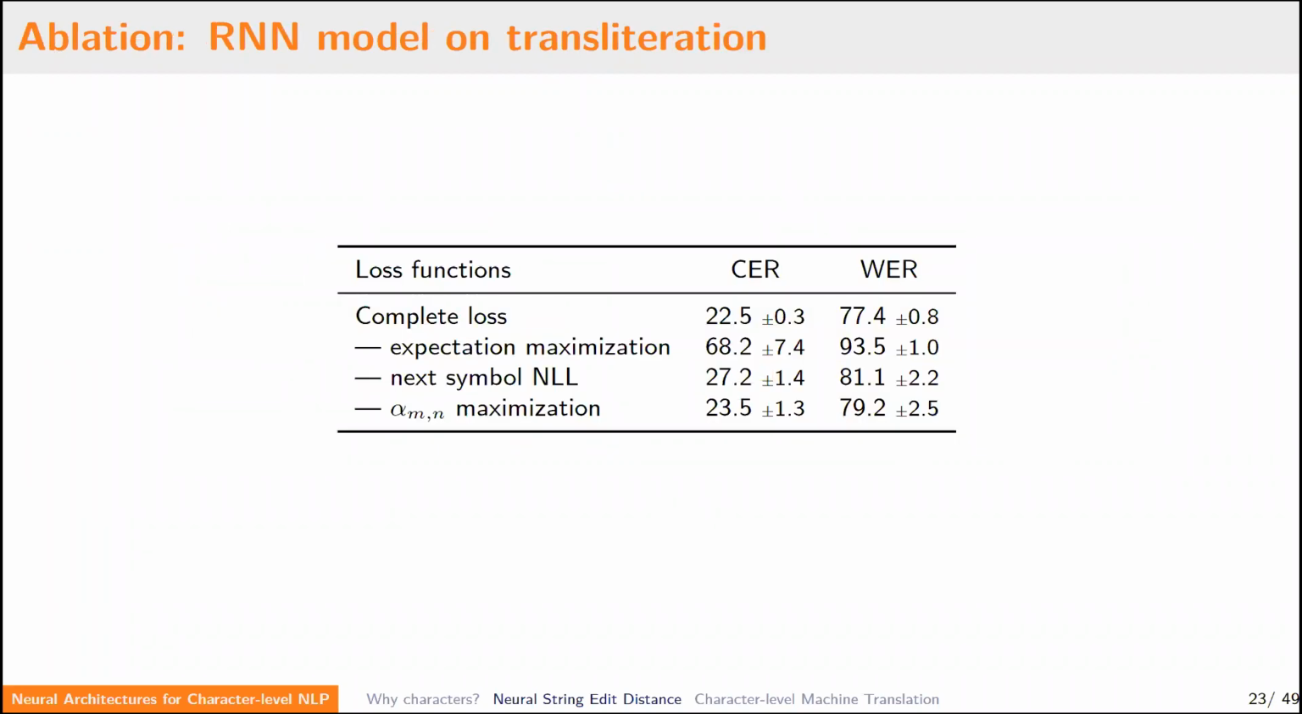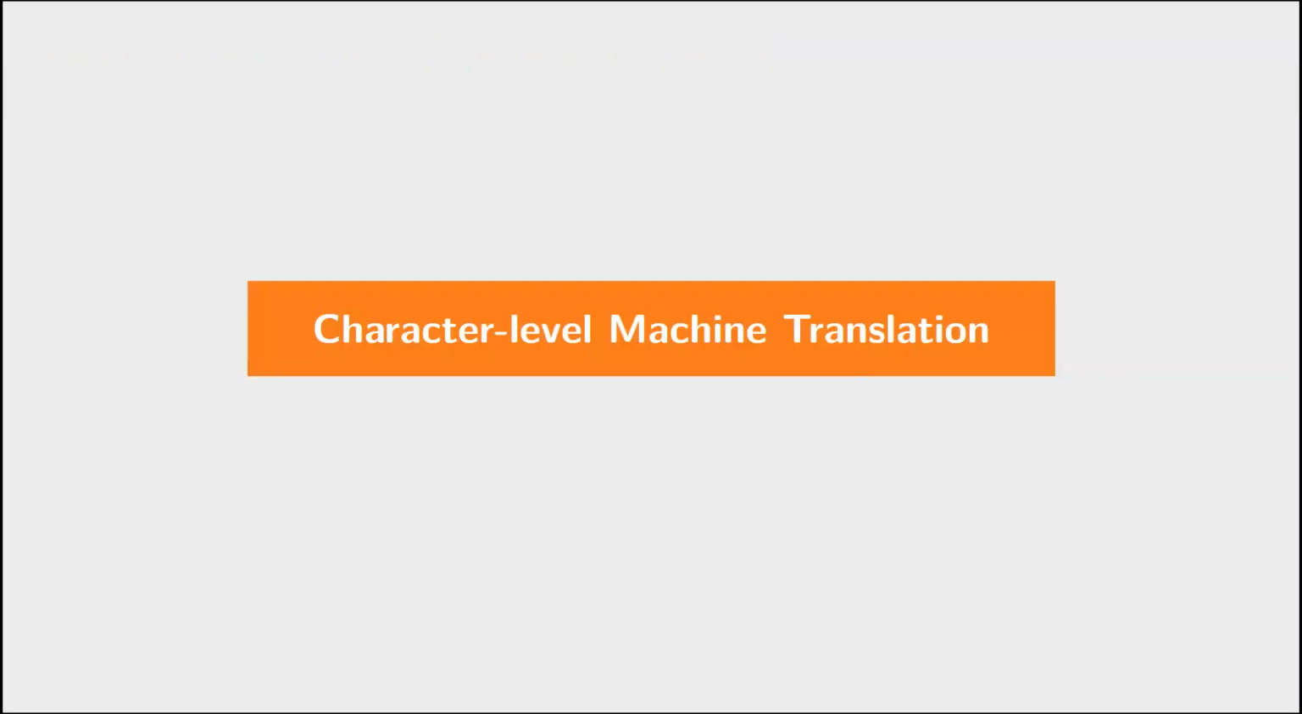And this is also a short ablation study which shows that in this case, the expectation maximization loss, or this type of optimization, is really crucial for the model to work well. So this was neural edit string distance. Probably it's a good time, if you have some questions about this part, to answer them now.